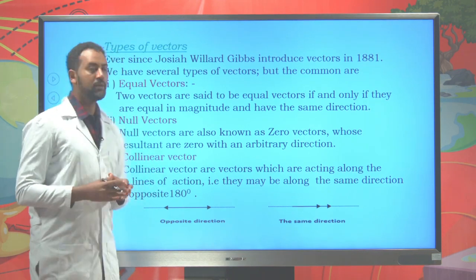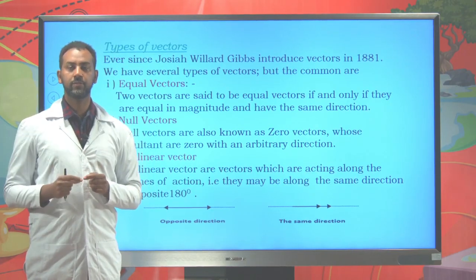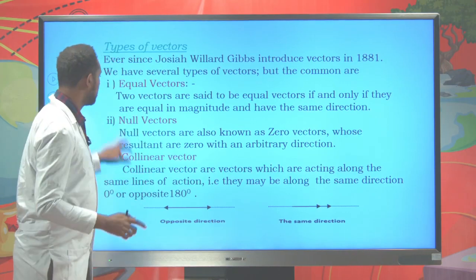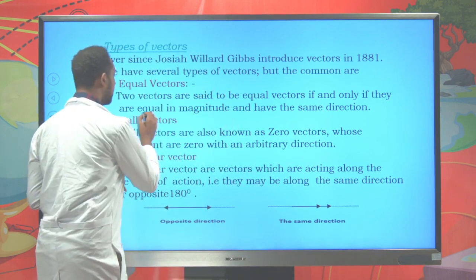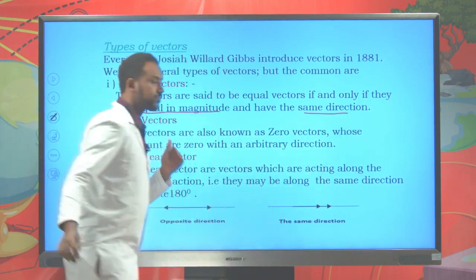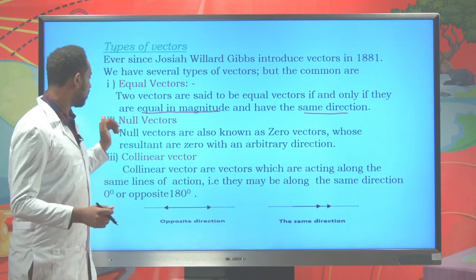What do you mean by equal vectors? Well, two vectors are said to be equal if and only if they have the same magnitude and the same direction. So two vectors are said to be equal vectors if and only if they are equal in magnitude and the same in direction. This is how we represent that two vectors are equal.